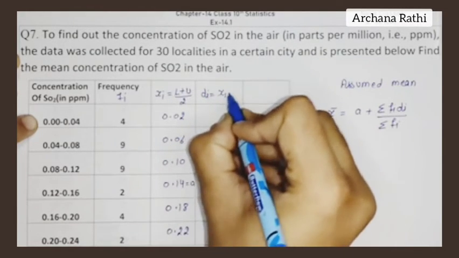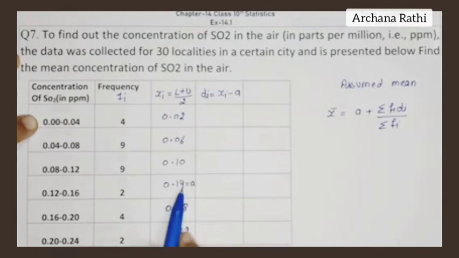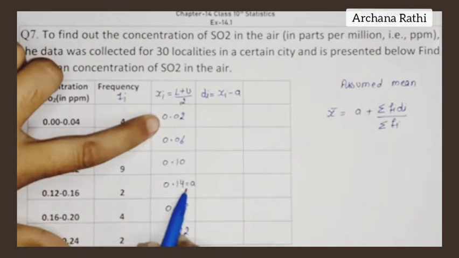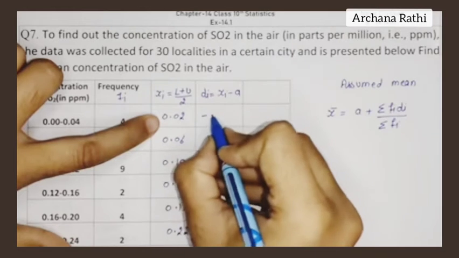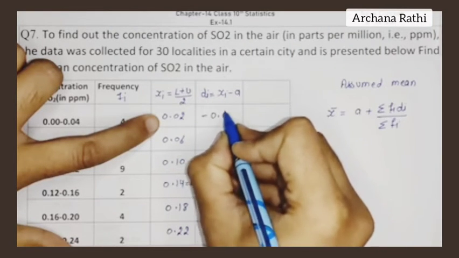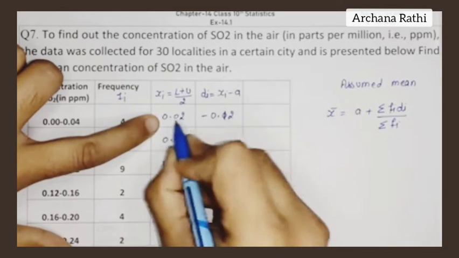Now we want to find the di. di is xi minus a. From each xi you have to subtract a, and that is your deviation di. So for the first class it is minus 0.12.